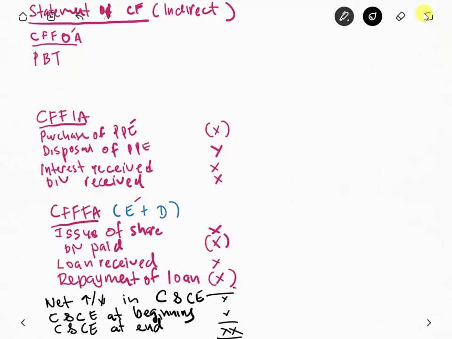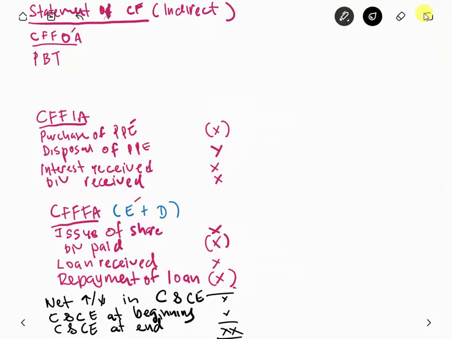After operating, then investing, not investment. Investing activity will be purchase of PPE, disposal of PPE. Investment means interest received, dividend received. And the last one, financing activity. There are 2 types of financing: equity and debt financing.